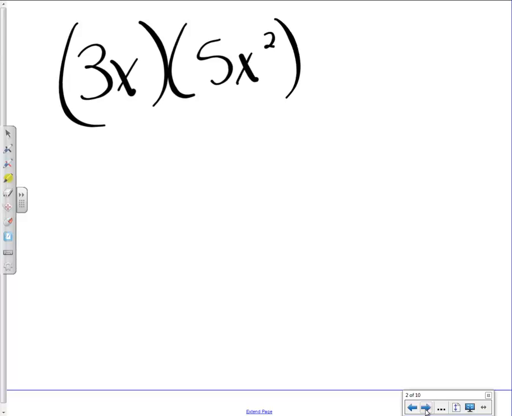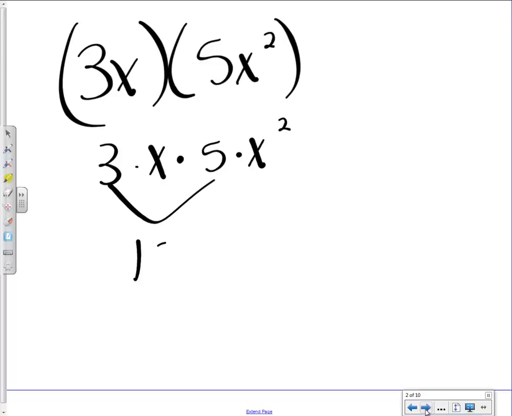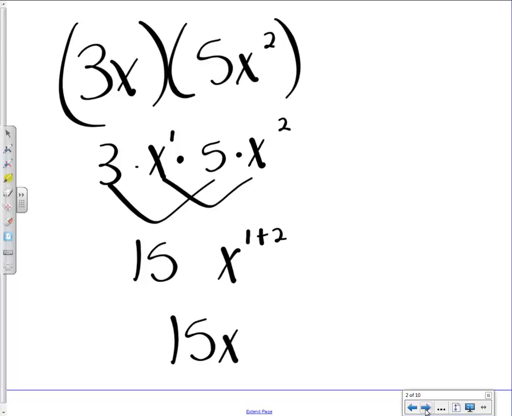Okay, it's a multiplication problem. We can rewrite this to look like this. All right, each piece is separated by a dot, they're all multiplied. These two are exactly the same. 3 times 5 is 15. These two, the bases are both x, so I'm going to take 1 plus 2 because this one's an understood x to the first power. Bases match, add the exponents. My final answer is 15x to the 3rd. Final answer.